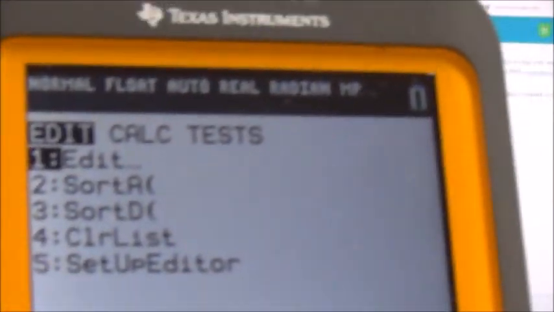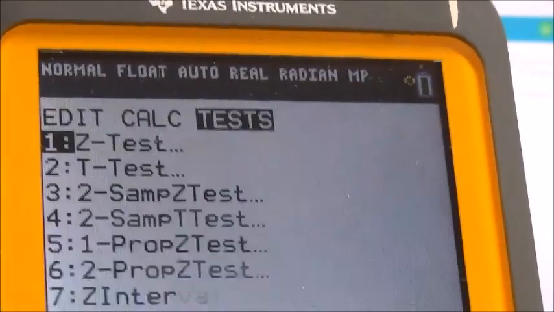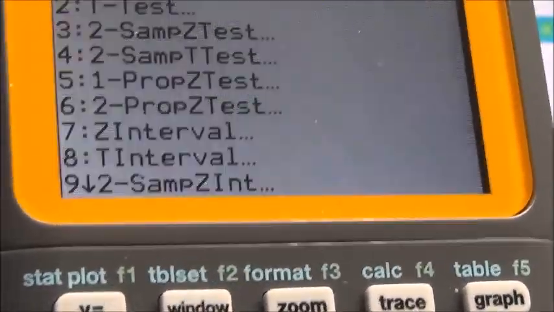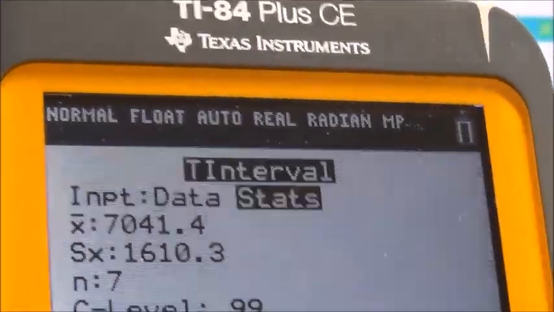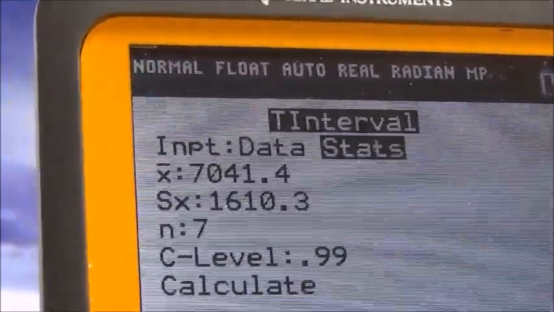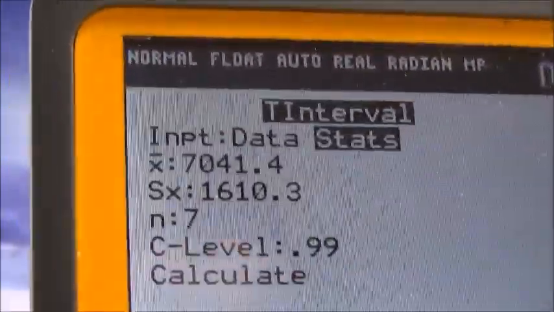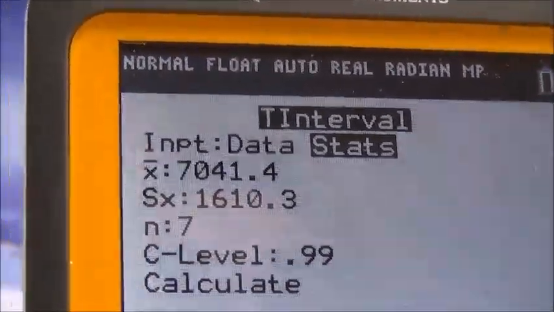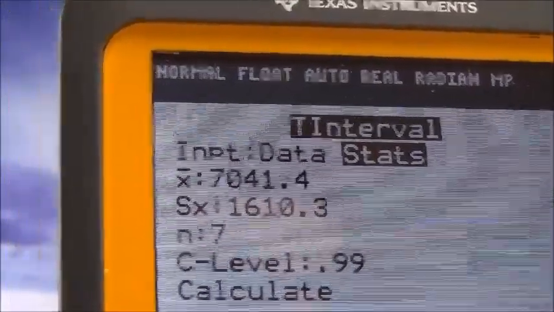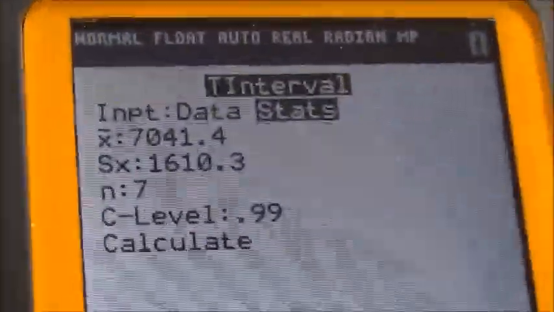So I'm going to hit my stat button. I'm going to go over to tests. I am going to hit number 8 to do my T interval. And I'm doing stats. My mean value is 191.6.